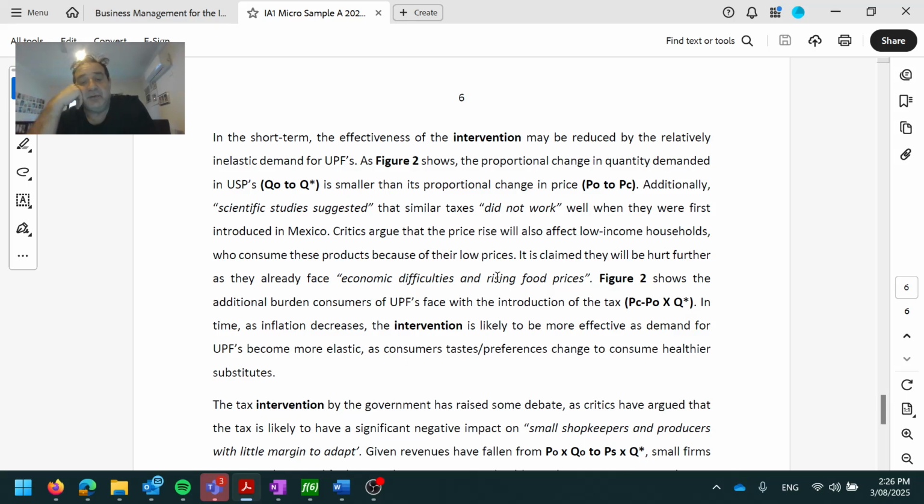Again, towards the end, figure 2 shows the additional burden that consumers face with the introduction of a tax, and refers to that consumer burden. Again, a link back to the key concept. So the intervention is likely to be more effective as demand for UPFs becomes more elastic, I guess in time, when people have the time to switch towards healthier substitutes. So again, it establishes a link of the key concept to the article, which is what we want to see.